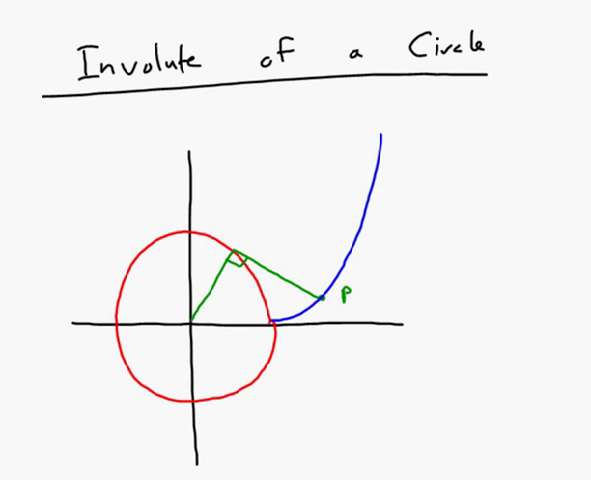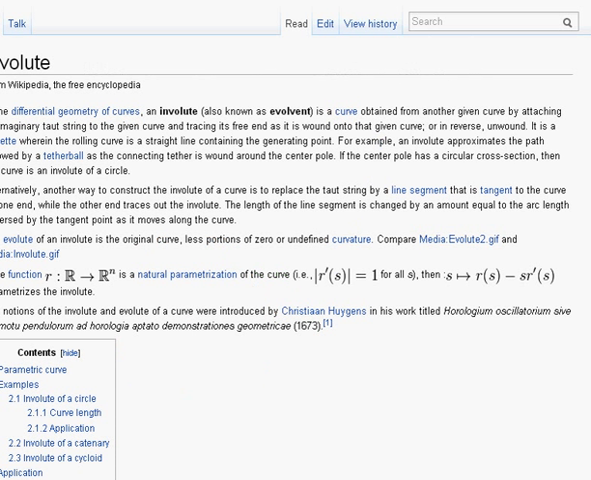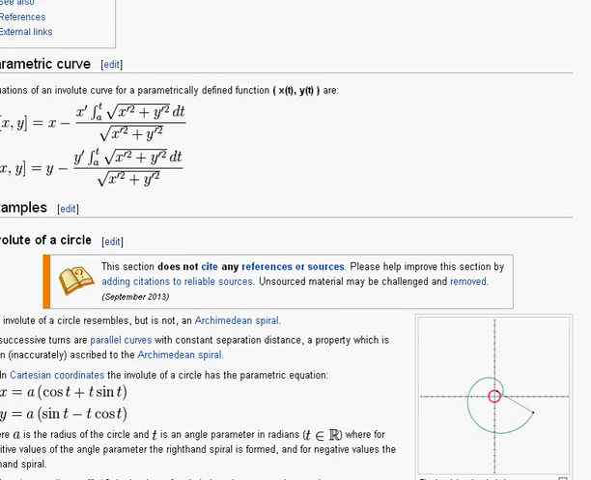There's sort of two ways to think about how we get this path P. One is you can think about this red circle being like a reel, so to speak, and you're unwinding string off the side of it and pulling the string taut as you do that. So if you go to Wikipedia for a moment, there's a nice animation of that here.